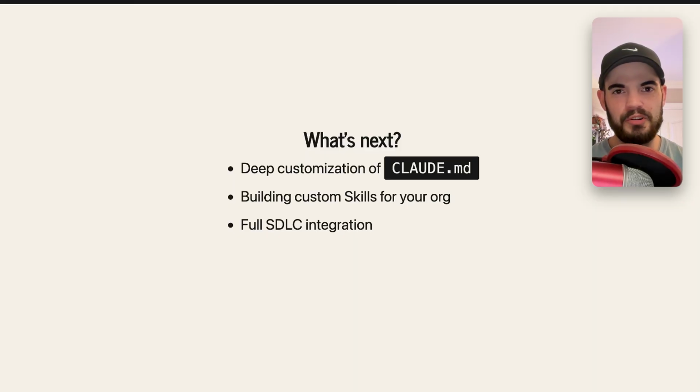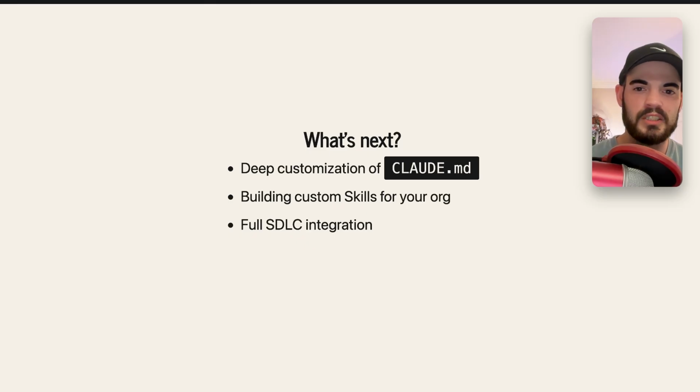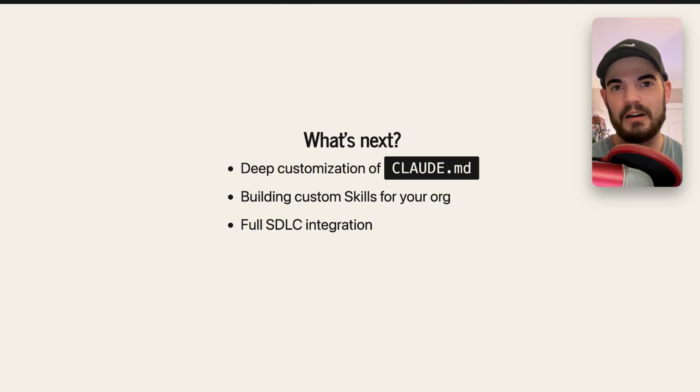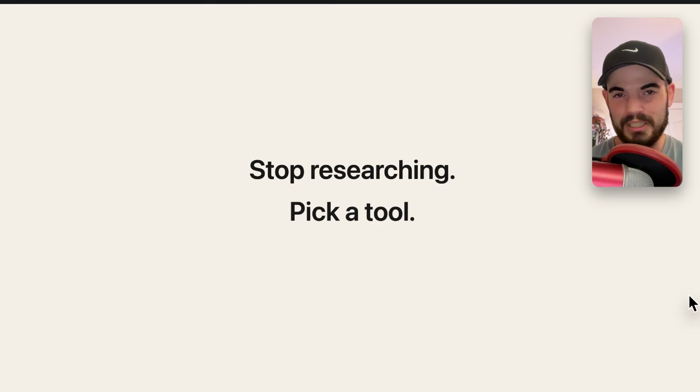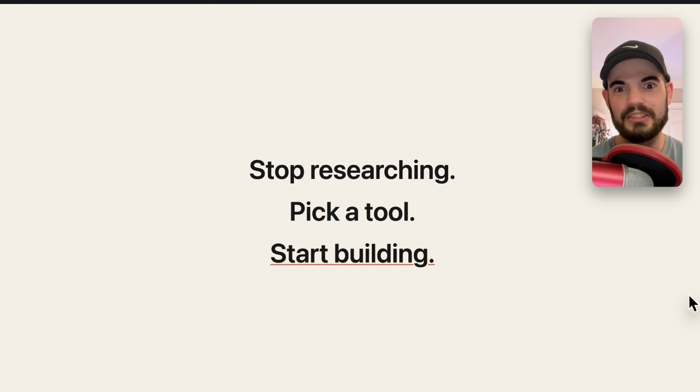So what's next, right? There's plenty more you can do with deep customizations of Claude.md. You can build custom skills for your orgs if you want to explore that. You can even do things like full software development lifecycle integration. For example, Claude Code actually has a GitHub action that will run on PRs automatically. You can have it do things for you. You can also look into things that Dex's team does with the research plan execute model, where they have separate / commands to automate this entire process. Point is, though, none of that matters if you skip levels 0 through 1. Stop researching, pick a tool, and just start building.